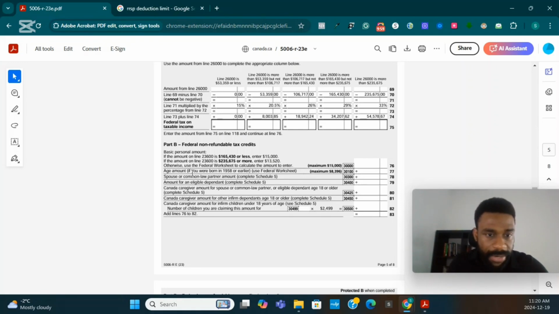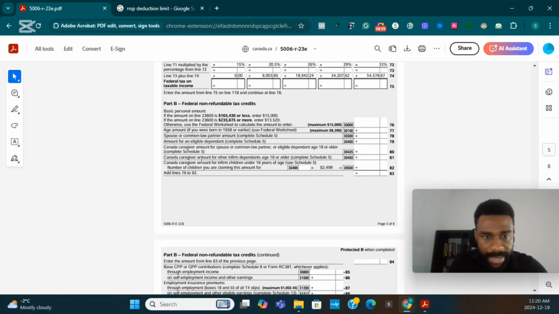And the same thing with age. Age amount is for people that were born in 1958 or earlier. They have some sort of credit given to them, which is the maximum credit of 18,396, right? And you have your spouse or common law partner. If you have a spouse or common law partner, you have some sort of credit given to you. And if you have an eligible dependent, you have a caregiver.